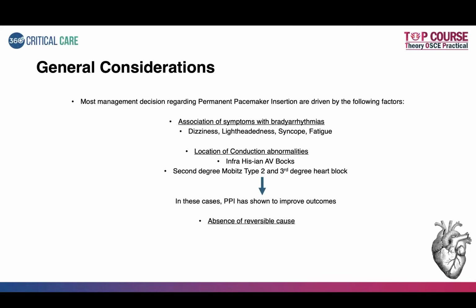Then the location of the conduction abnormalities, whether it is infra-His AV blocks or second degree Mobitz 2 or third degree blocks. In these kind of cases, pacing is shown to improve outcomes, and the most important thing is there should be absence of a reversible cause. So that needs to be kept in mind, because if there is a reversible cause, usually correcting that itself will improve your bradyarrhythmias, for example, electrolyte abnormalities.